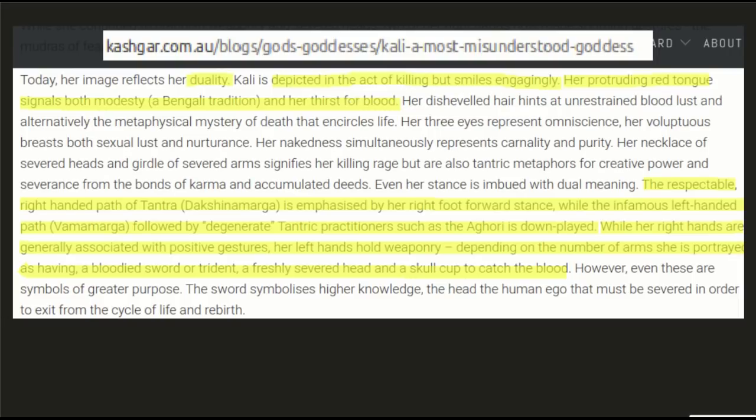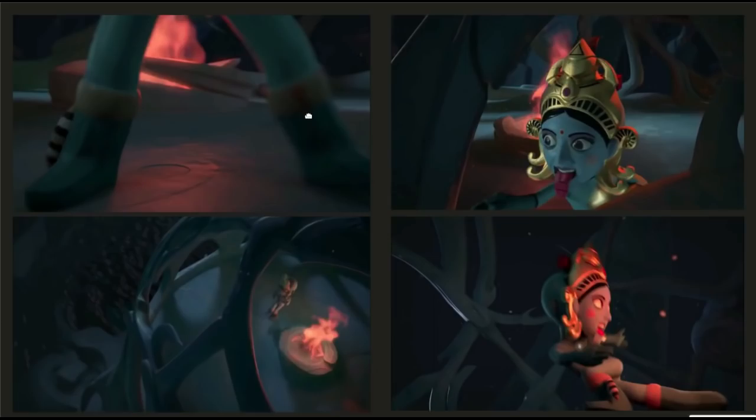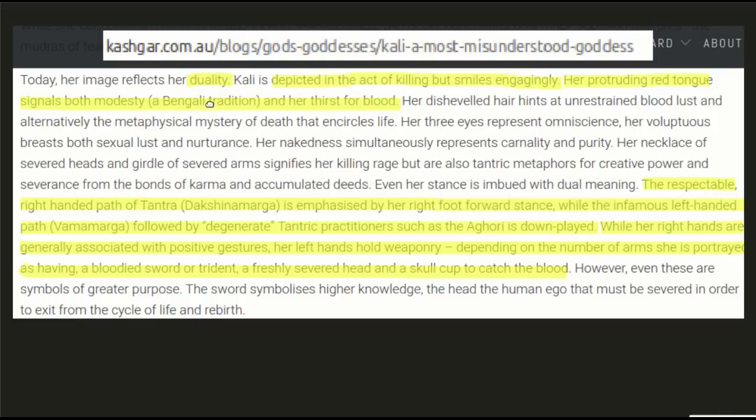So when you see her in I, Pet Goat 2, here's her tongue, her bloodthirsty look, but she had a smile on before that, right? You saw it when she enters the scene. She looks so kind of nice. Can she be destroying? Yeah, she's the goddess. Her image reflects duality. But the respectable right-handed path of Tantra is emphasized by her right foot forward stance.